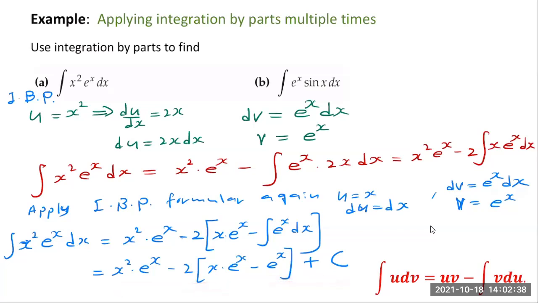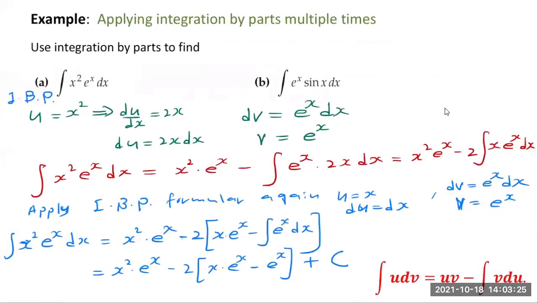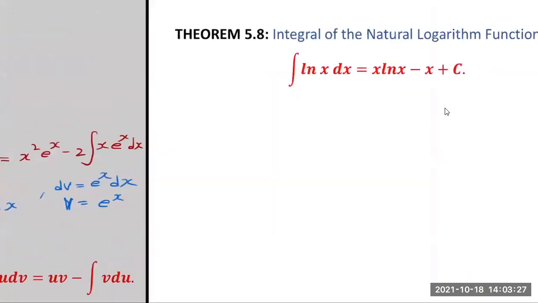So that's how we use integration by parts twice to solve certain integrals. For this integral, we have to use integration by parts twice. One time is not enough. If you do one time, you still get a product. And if you do one more time, that will get you an integration where you can find the integral. All right, let's move on.